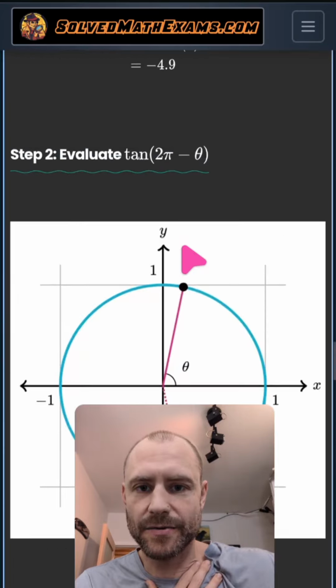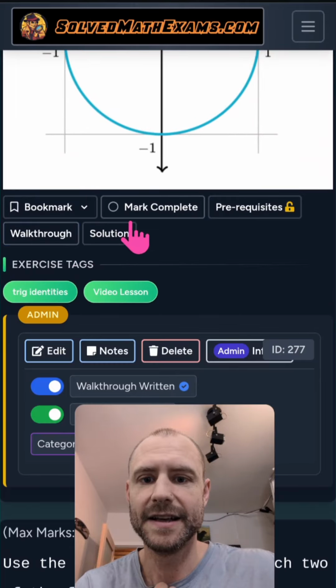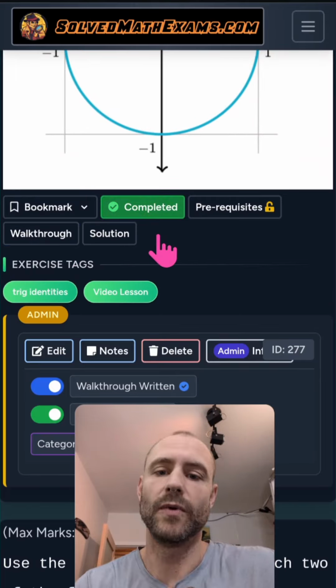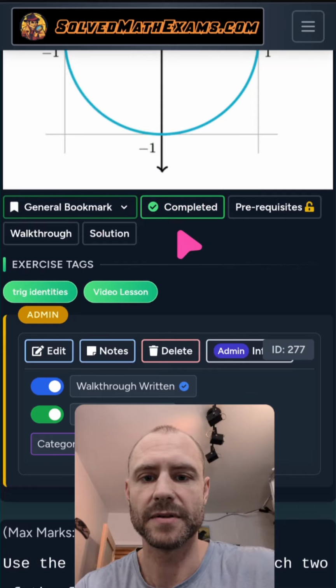Okay, how do you find this question and what can you do with this question? Well, once you log in to the site, you can mark this as complete once you understand it, once you feel like you've got it. If not, you can give it a bookmark if you want, maybe a general bookmark or something like that.